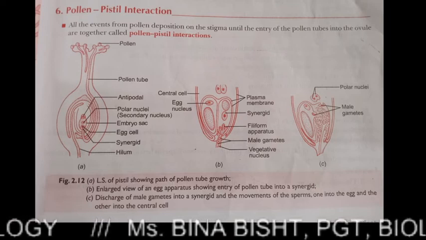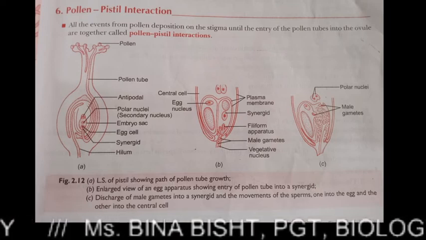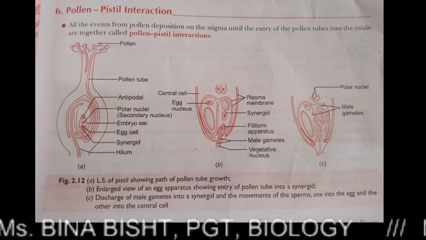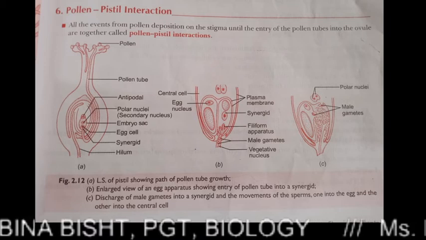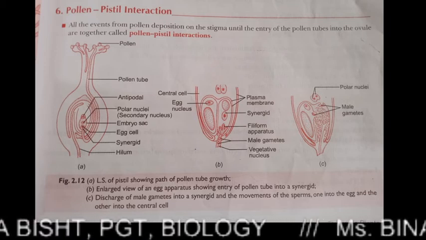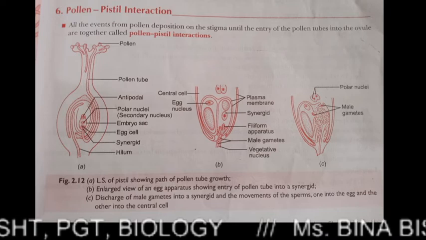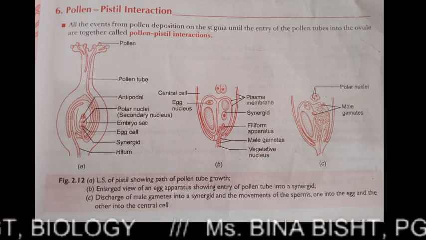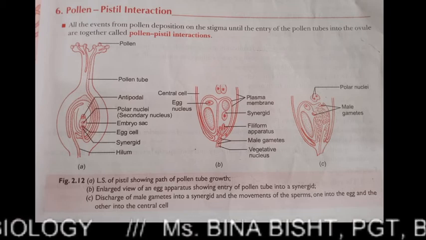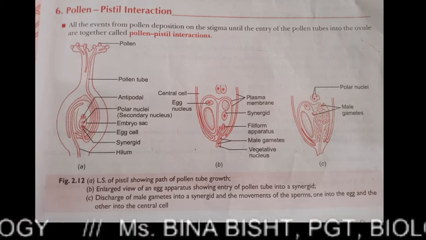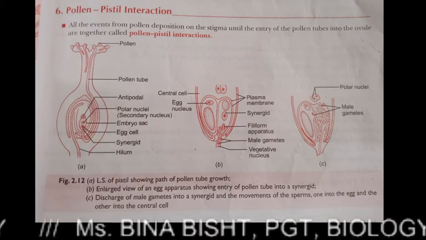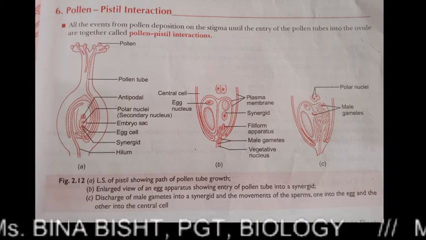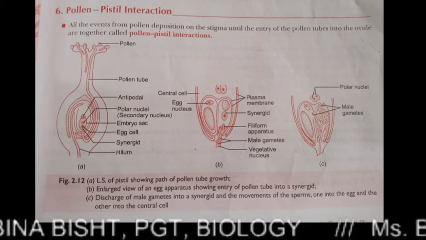In the remaining 40% of angiospermic plants the pollen grains are released at the 3-cell stage. What is the 3-cell stage? It means the pollen grain has one vegetative cell and 2 male gametes from the beginning. This is all about pollen pistil interaction. Now we discuss how the pollen tube, which is formed from the stigma to the style and the style to the ovary, enters from the ovary to the ovule.